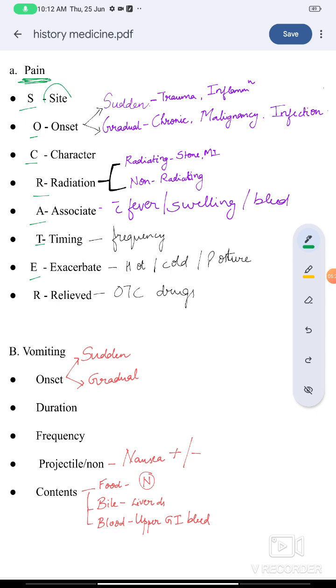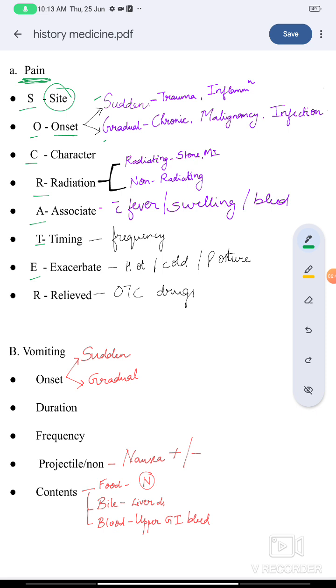So S stands for site, जहाँ पे पेन है पेशेंट को. For example, the patient was apparently well 5 days back when he first noticed pain in abdomen or stomach, left stomach region, for example. Next comes the onset of the pain. The onset of the pain, it may be either sudden or it may be gradual.